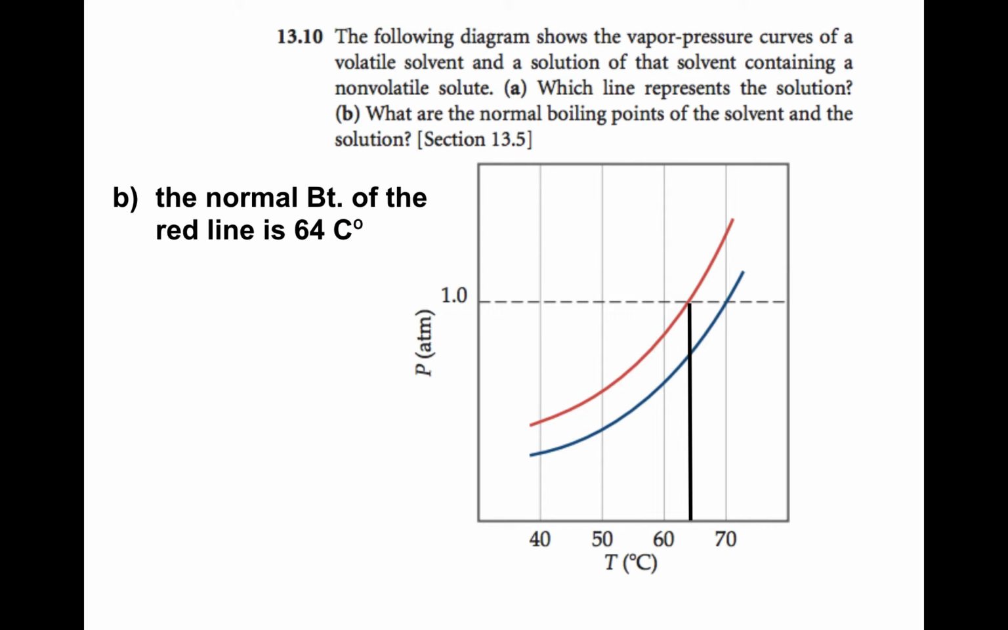For the blue line, it's higher. So when you put a solute into a solvent, you make it harder to boil. You lower the vapor pressure, less opportunity to get into the gas phase, and therefore it's harder to boil. You've got to get the temperature higher to get around those obstructions. So boiling point elevation, vapor pressure lowering. This is what happens when you put a non-volatile solute in a solvent.